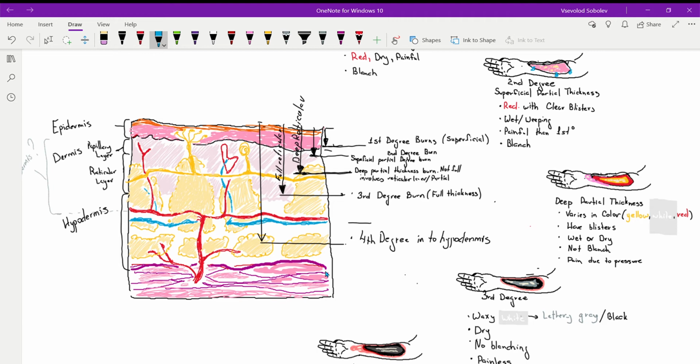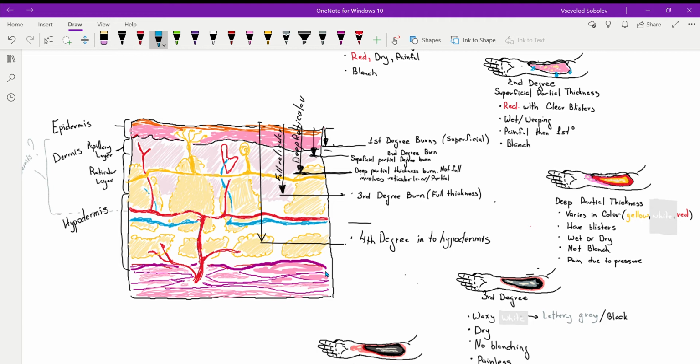And then the third degree would be the whole dermis, probably a little bit of hypodermis is involved. I'm not very clear on that, but that's my perception. And the second degree deep partial thickness, it went into the reticular layer in the dermis, but it didn't go through the whole reticular layer. If you want to comment below, provide me more information, I'll be happy to hear it. So third degree full thickness would be full dermis and some hypodermis.